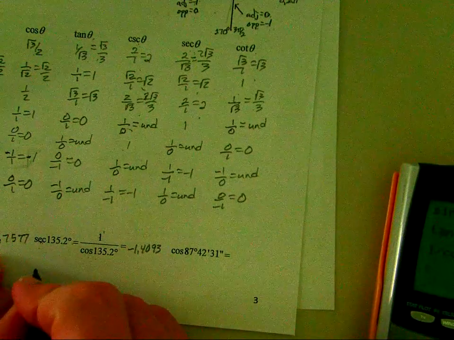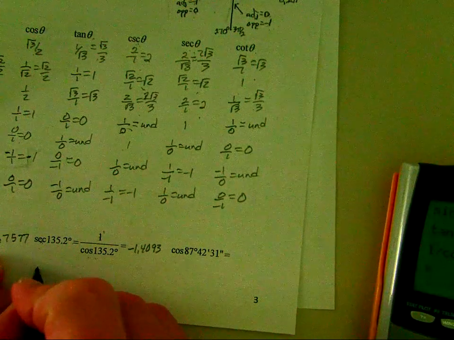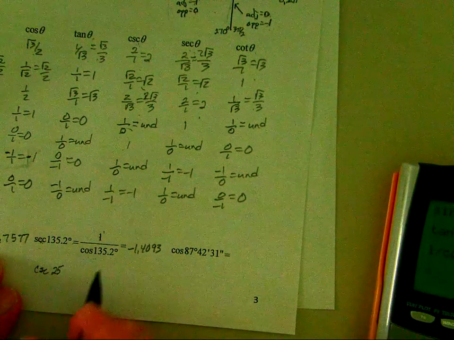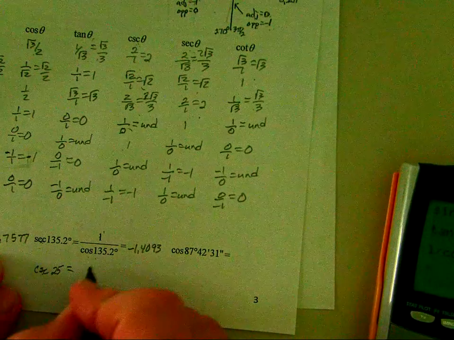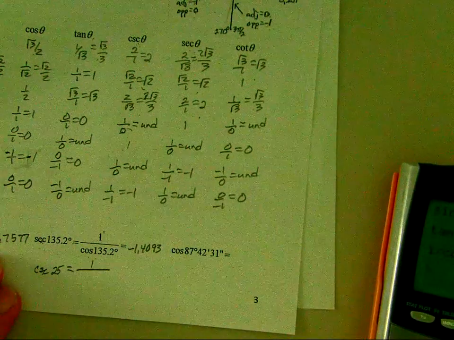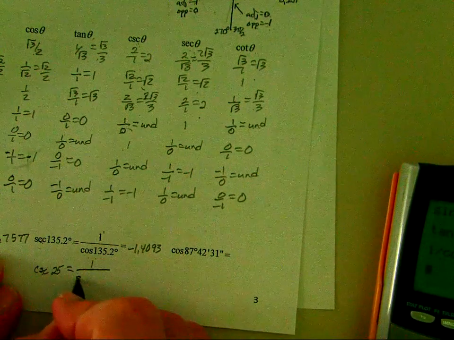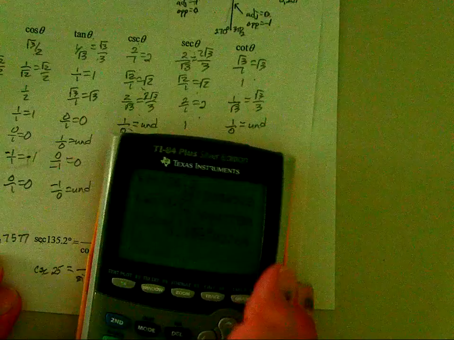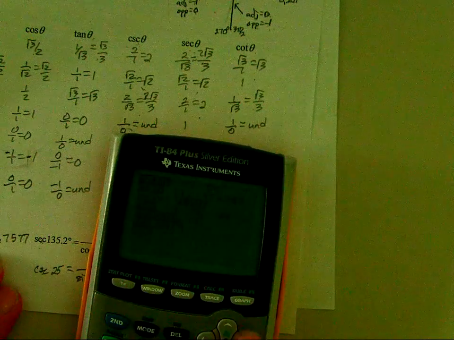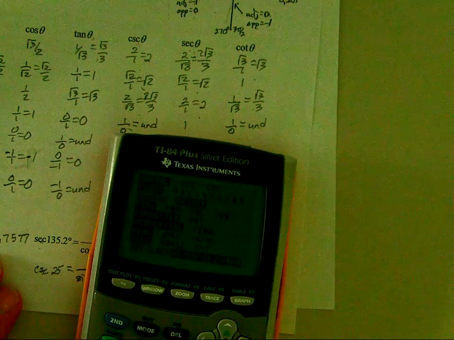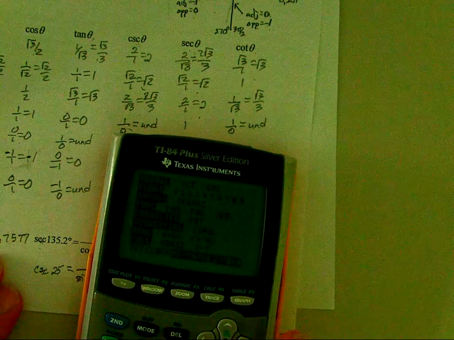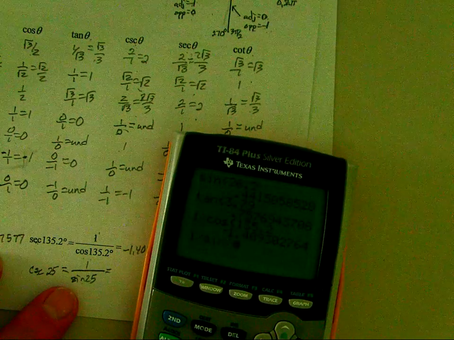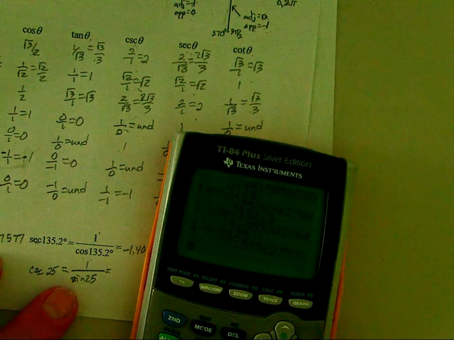I'm going to add another one of those reciprocal ones. What if I want the cosecant of 25, and this is in radians? Cosecant is the reciprocal, so I start with the reciprocal of sine. Notice there's no degree sign here, so I need to go back to radians. So I change my mode to radians. You can see that on there. Now I'm going to take 1 divided by the sine of 25.